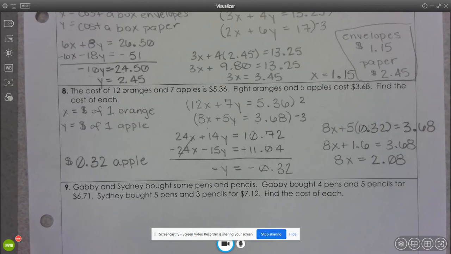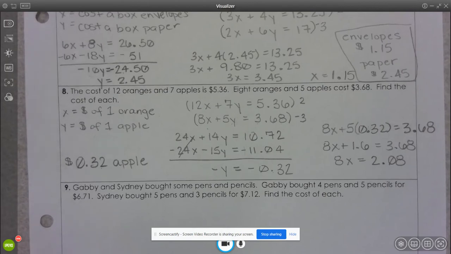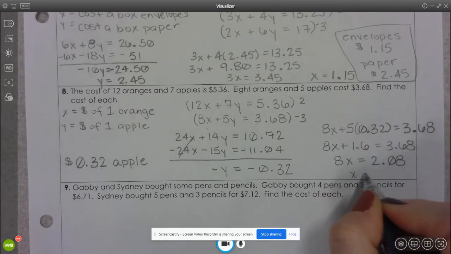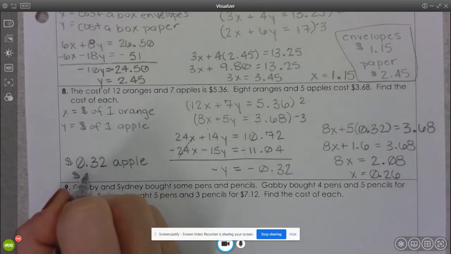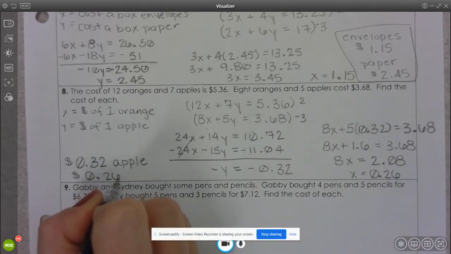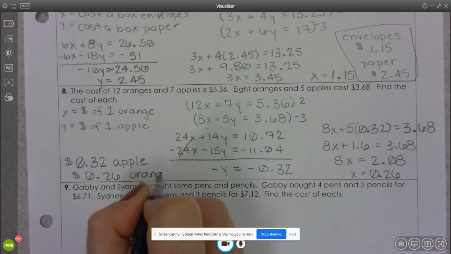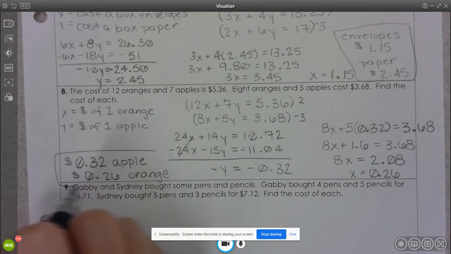All right, so this is where you're going to have to do some long division. I'm not even going to lie to you. I'm going to be honest, but you should get 0.26 for your answer.